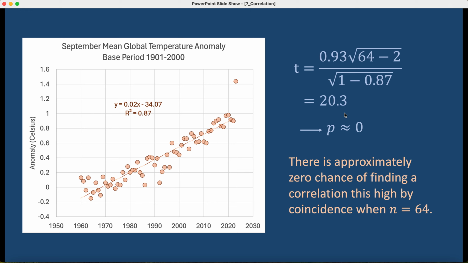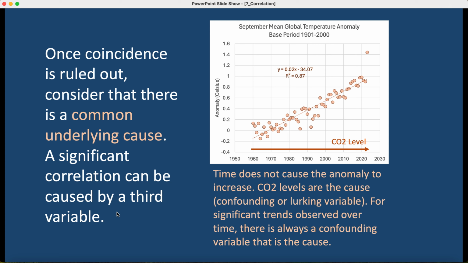And then if you looked up in Excel, T.DIST, to find the probability, the p-value, you'd find that that's essentially 0. So there is no chance you would get a correlation that looks like this and a correlation value this high if the true correlation between these two variables was 0. Okay, so that means that there's something else going on here, and as we know, it's a common underlying cause. It's CO2 level. As time goes up, the CO2 level goes up, and so that's the factor that's related to both of these variables.